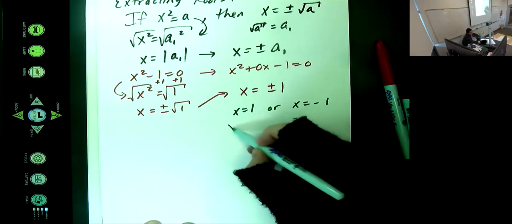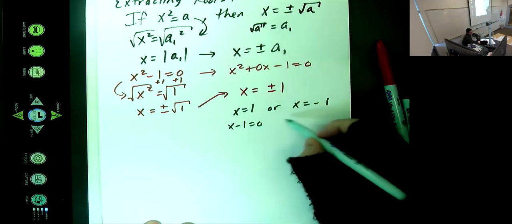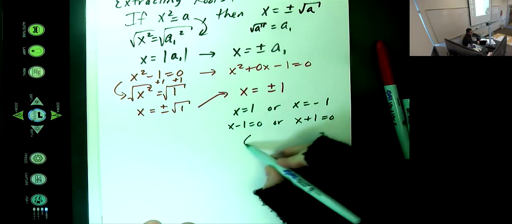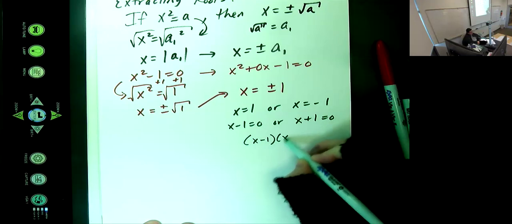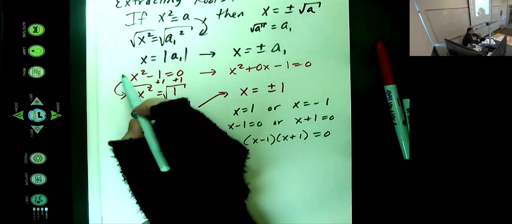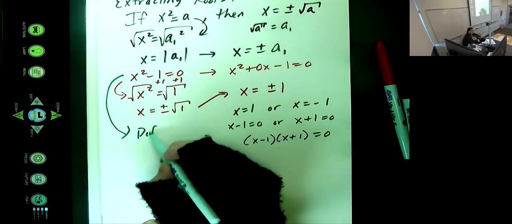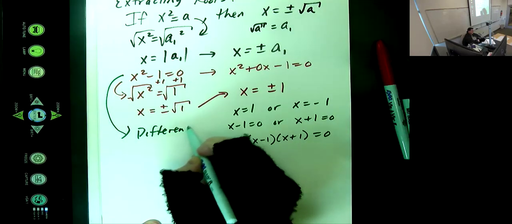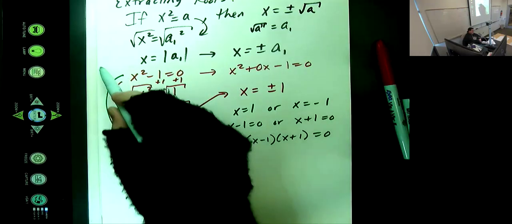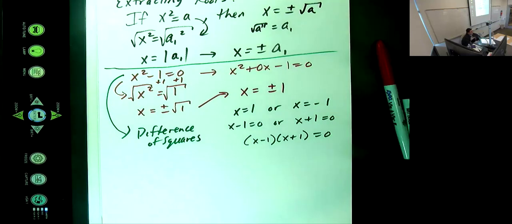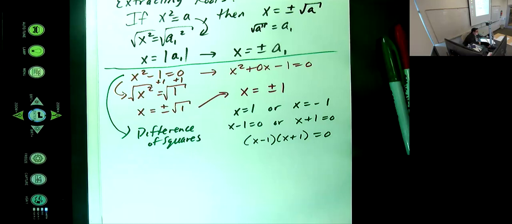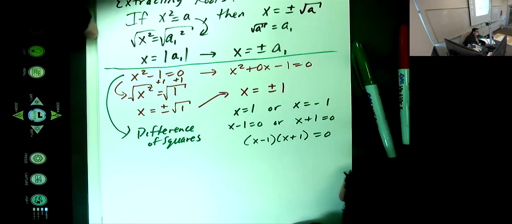So if we work backwards here, we would see what we got. This was also doable as a difference of squares. We could have done difference of squares, we could have done factoring. We're completing the square or extracting the roots just because we know the answer, and we can show you that it works.